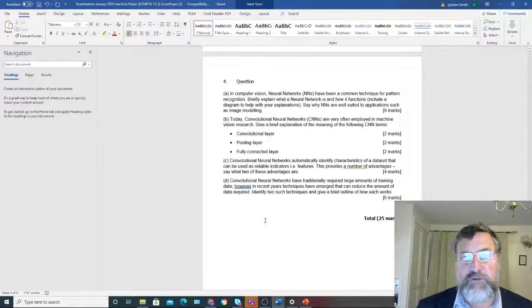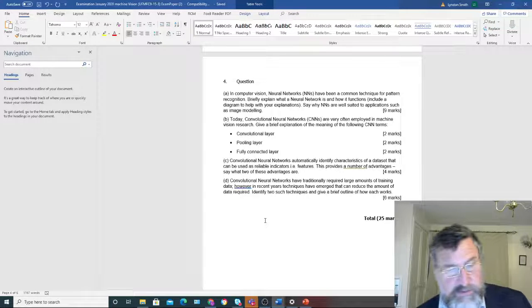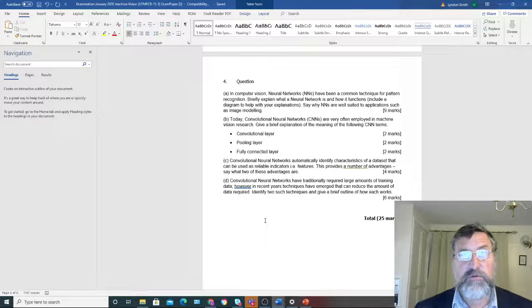Convolutional neural networks automatically identify characteristics of a dataset that can be used as reliable indicators, such as features. This provides a number of advantages. See what two of these advantages are. Well, the two that immediately come to my mind is that CNNs don't require the user to handcraft features, like we used to have to do before 2012. So the labour involved in pattern recognition is significantly reduced.